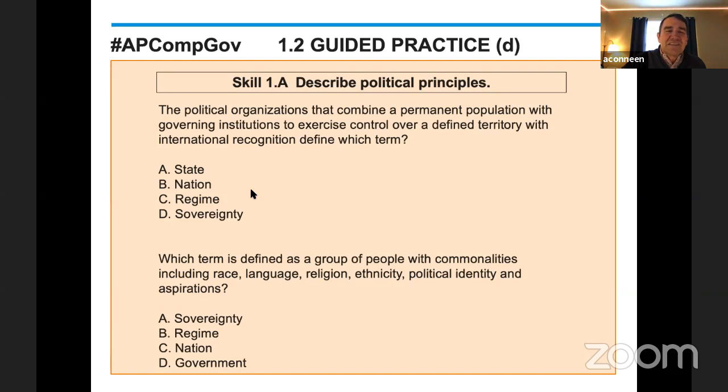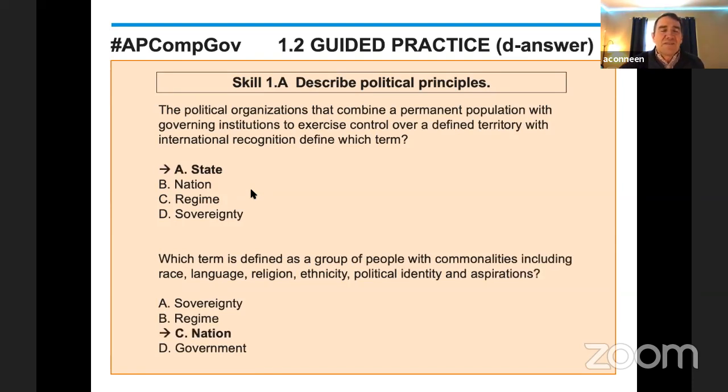And let's see if I got the twin answers on the next screen. I'm going to give you a chance to read through those. 6, 5, 4, 3, 2, 1. And here we have the difference between state and nation. So hopefully you knocked those out of the park.